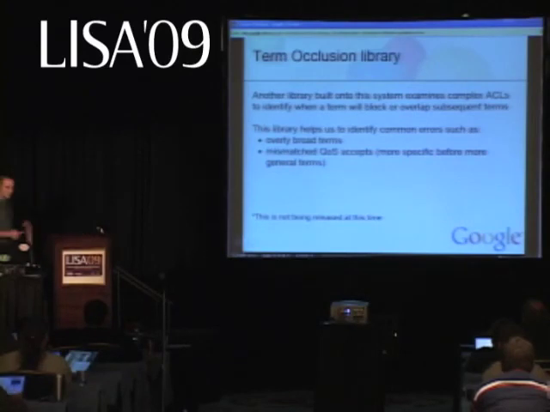So the term occlusion library I had mentioned before. Like I said, all of these firewall filters that we deal with process packets serially. So it's the first term that matches a given packet that determines the action taken. If you have policies with lots and lots of terms, we have some policies internally that easily have 70 or 80 terms in one filter, and in a given file we might have at least 200 filters, or 200 terms at least.